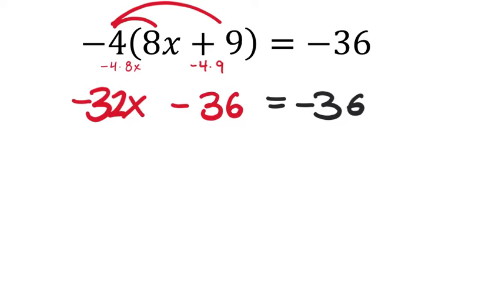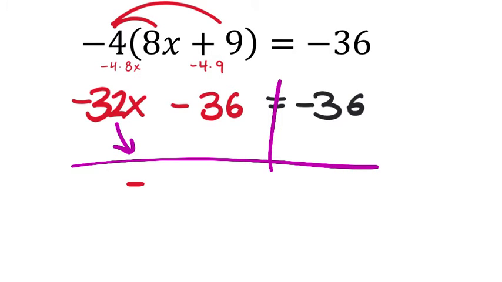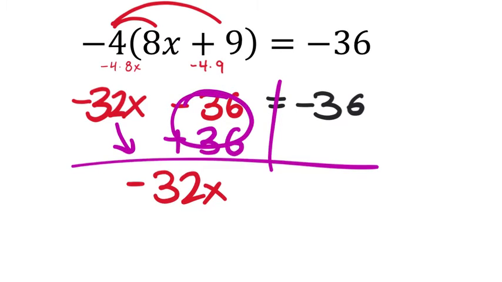Now we have 3 terms, which means that really we're looking at a 2-step equation. We should be able to do this in 2 steps. So I don't want that minus 36 with the negative 32 x's. I would like to be able to just drop this negative 32 x's right here and zero out that negative 36. So I've got to zero that out by adding 36. Okay, now that will be 0.